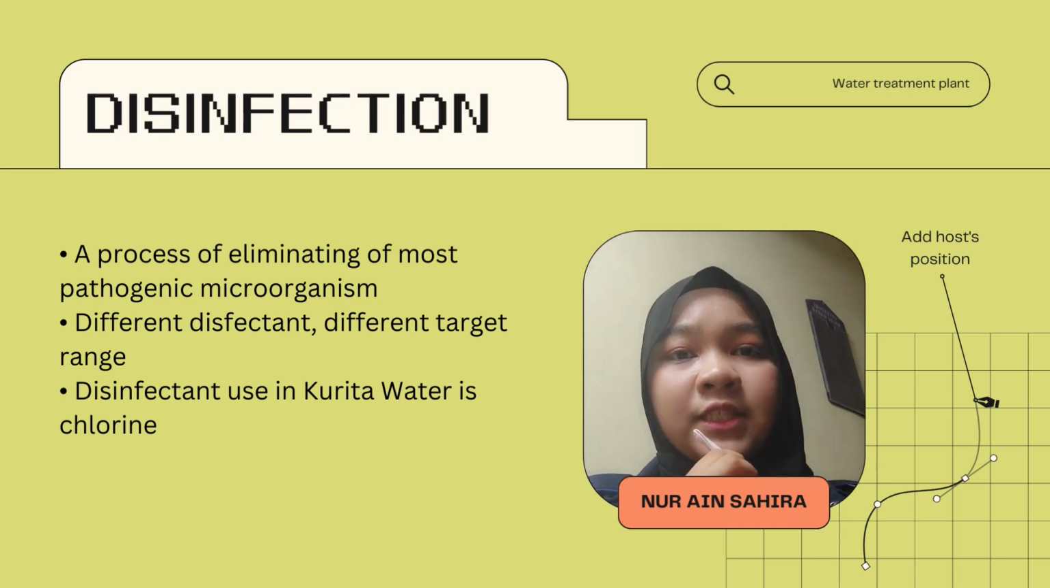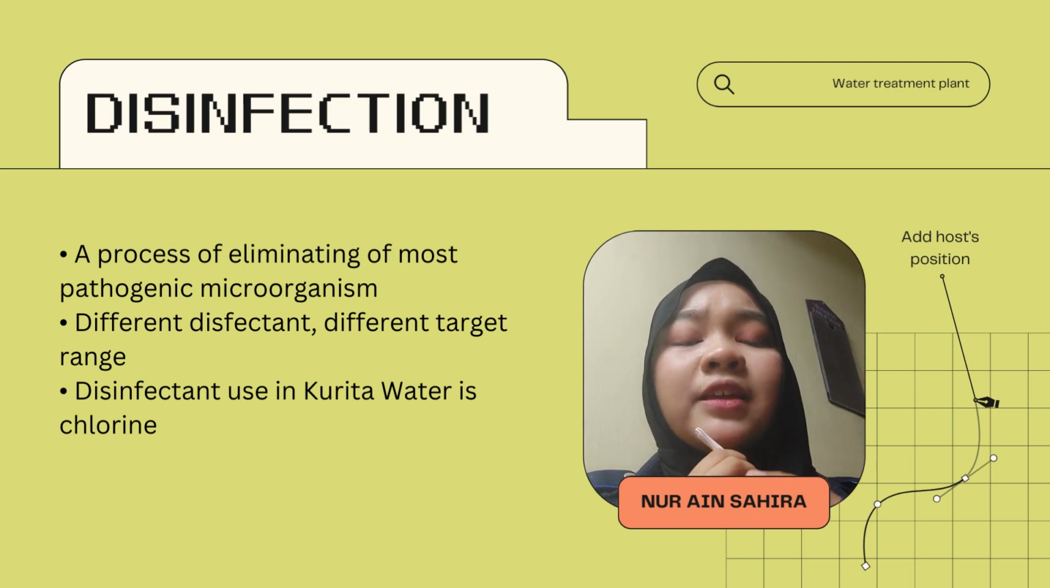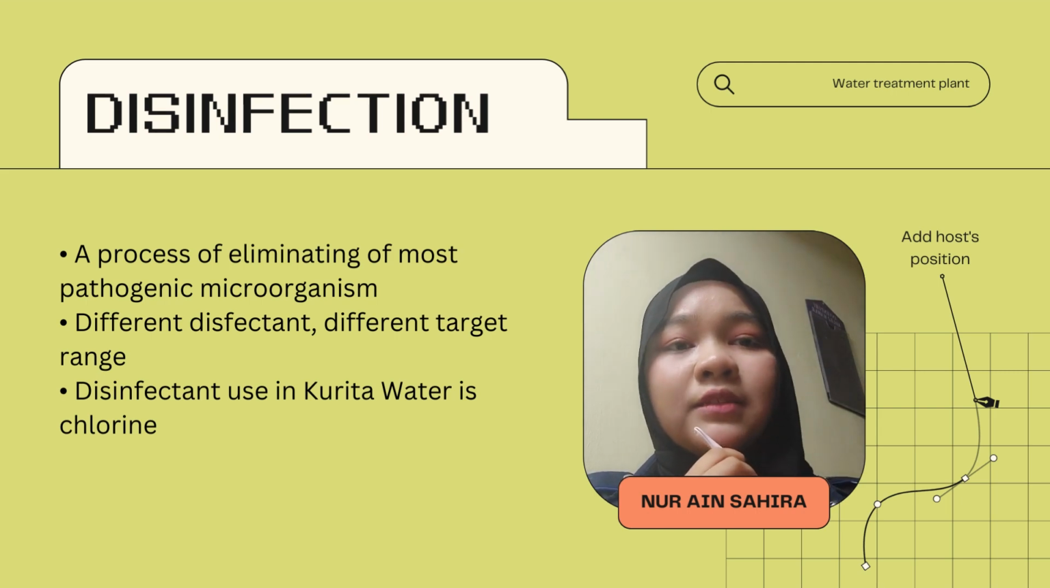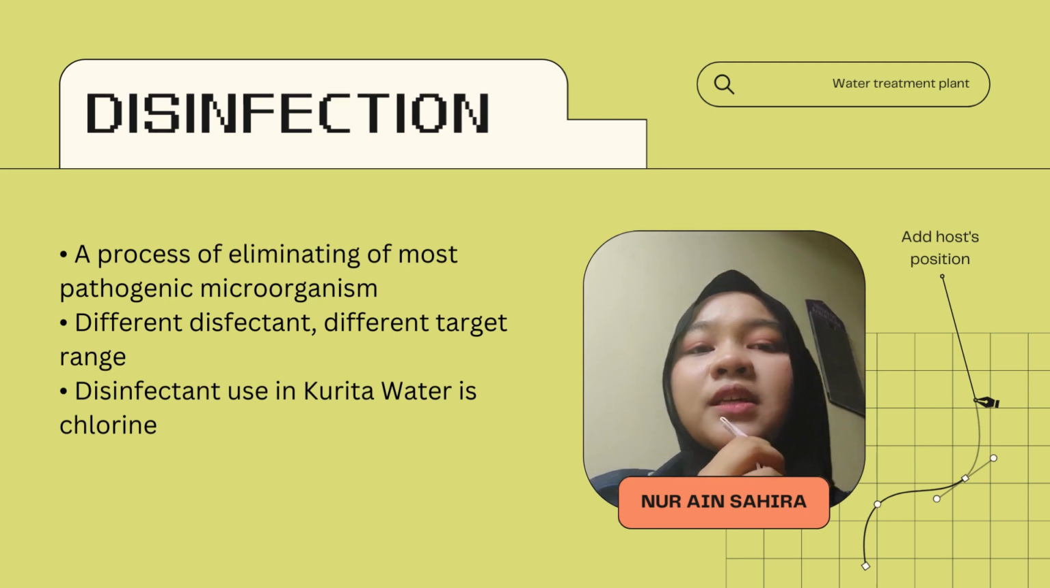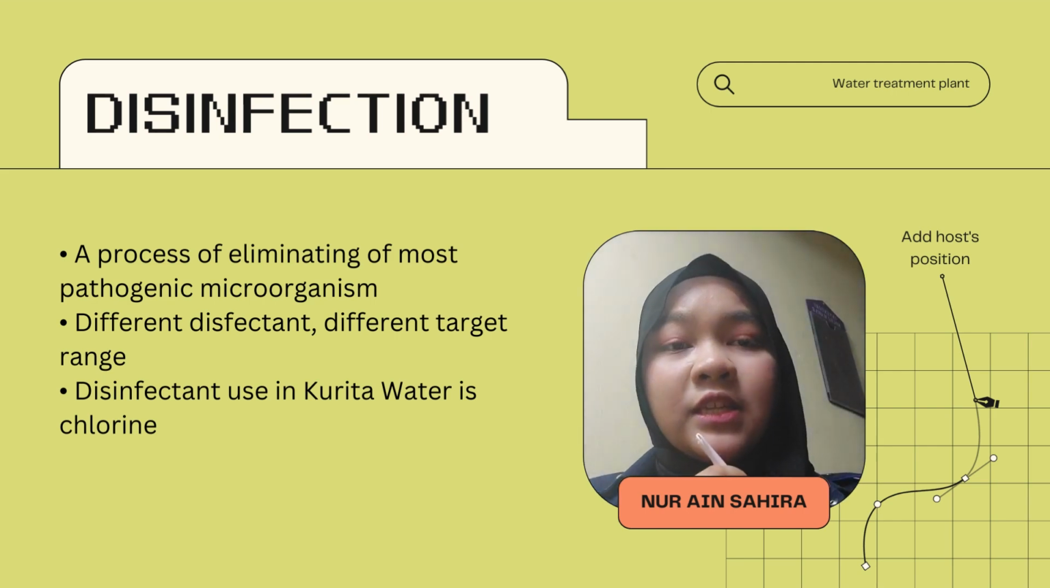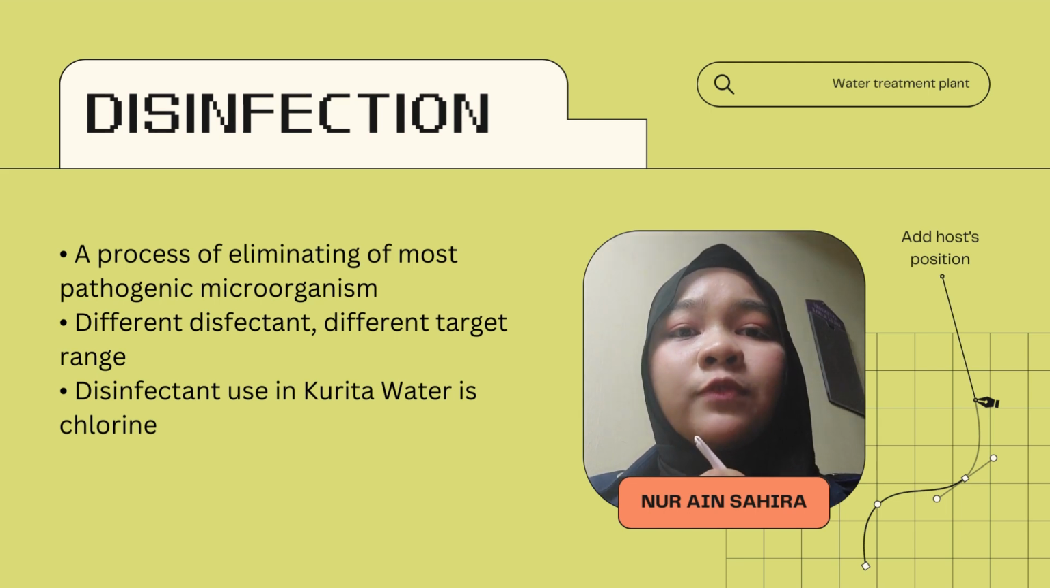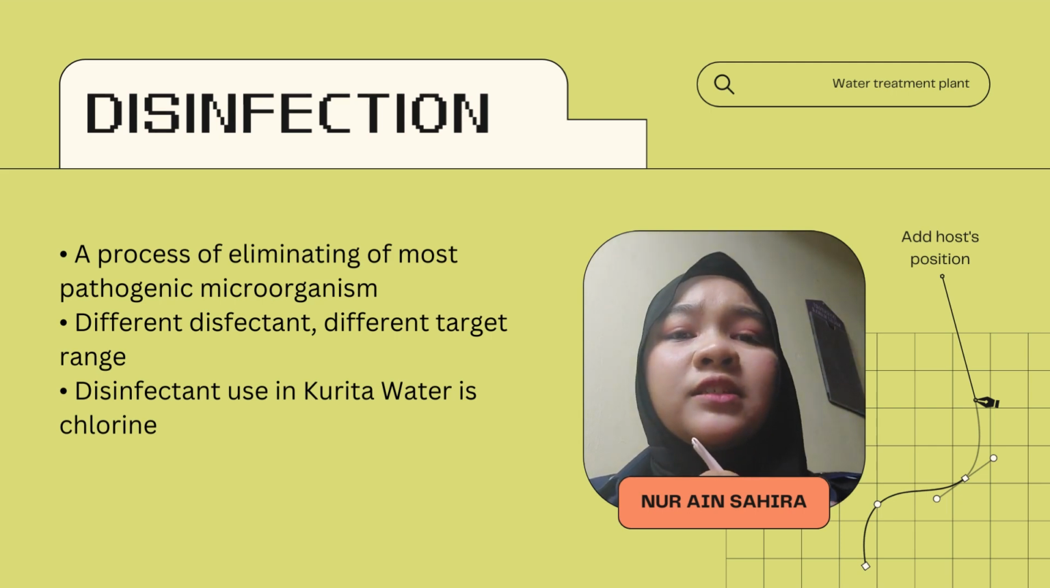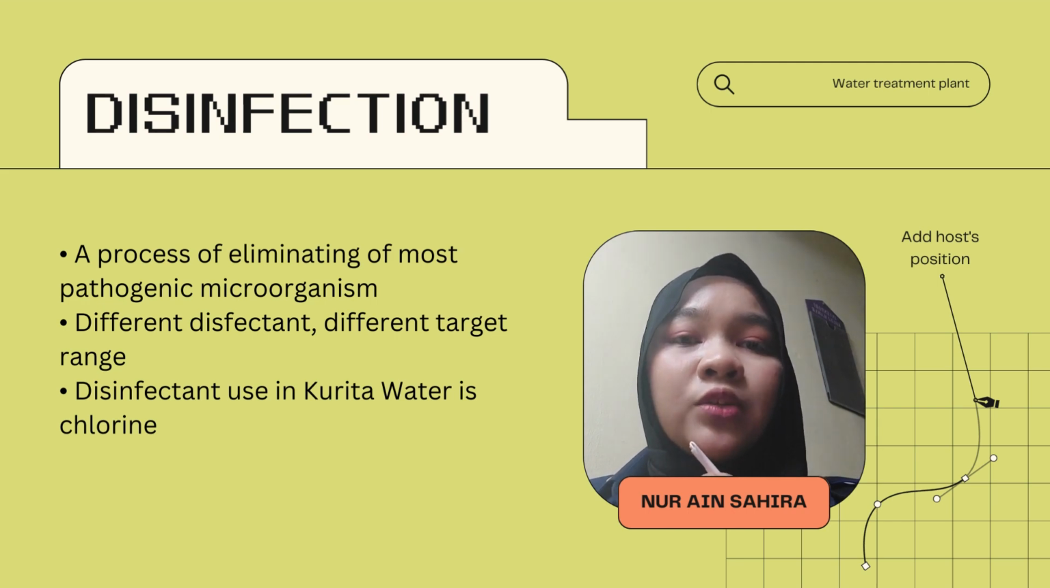Not all disinfectants can kill all pathogens, and the most important thing is to minimize the number of organisms in the water. The method of disinfection is used internationally for the safety of humans and to decrease the risk of transmission of disease. The disinfectant that Kurita Water uses is chlorine, because chlorine can kill pathogens such as bacteria and viruses by breaking the bonds in their molecules.